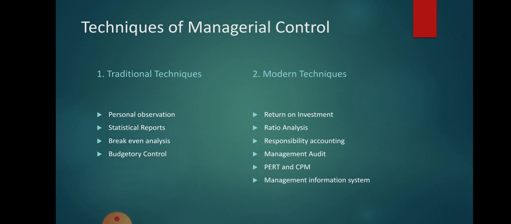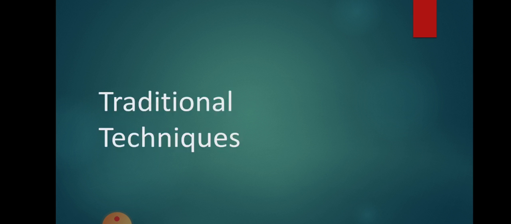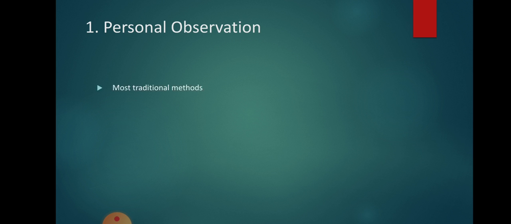And what is the first one? Under traditional techniques, the first one we are discussing is personal observation. What do you mean by personal observation? How is the controlling done? It is the most traditional method of controlling, very old one, okay, from the beginning this method is adopted and until today it is in practice.